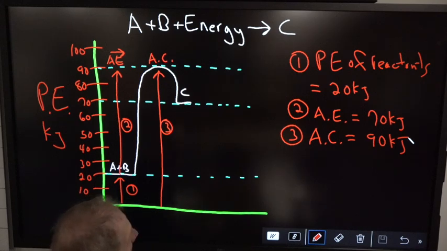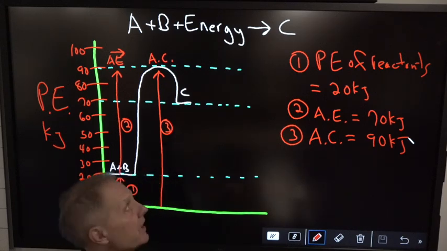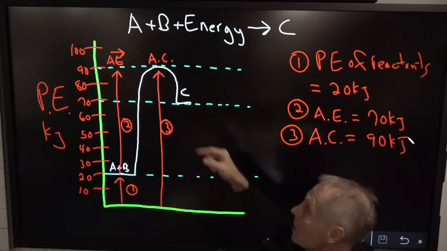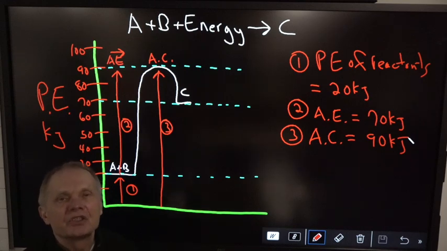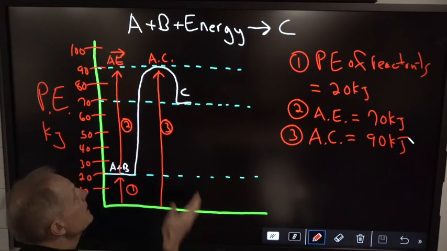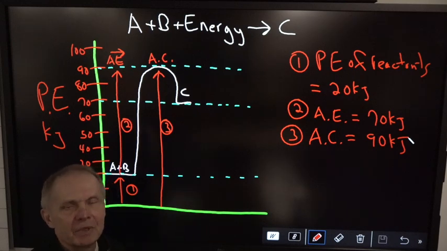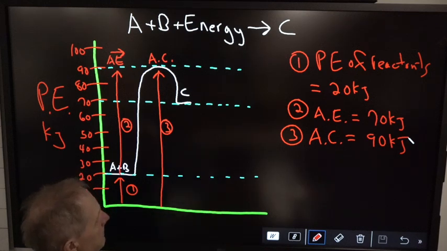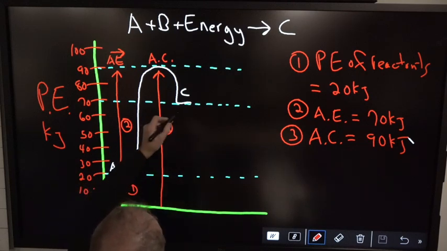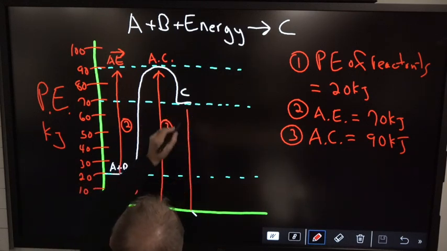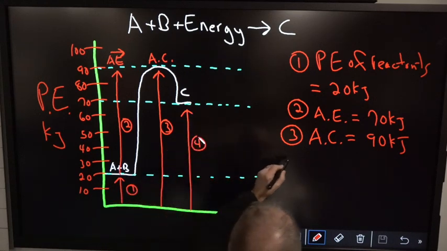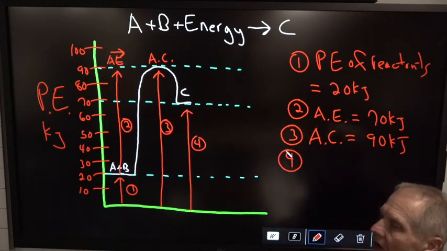Okay? And the interesting thing about the activated complex, I don't care if it's an endo or an exo, this is the only line segment that stays the same. Okay? Activated complex. The only line segment that stays the same for an endothermic reaction or an exothermic reaction. Runs from top to the bottom. All right, the next one is this one. This is line segment number 4. And line segment number 4 is PE of product.